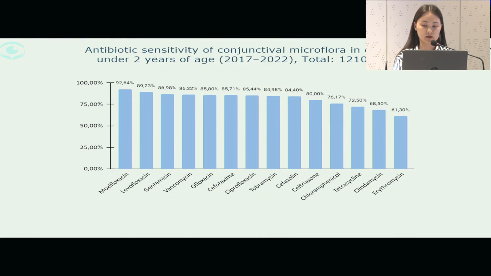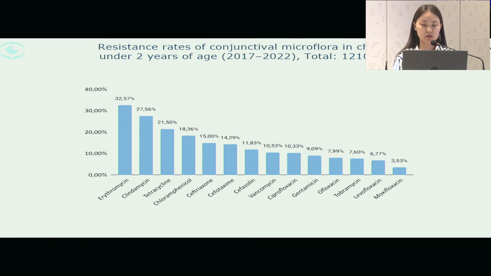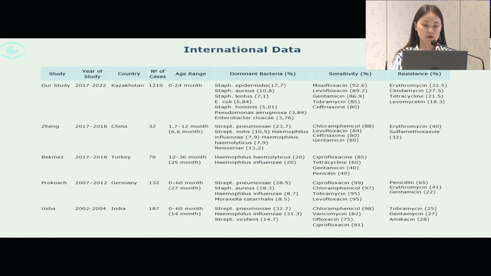Moxifloxacin shows the highest efficacy, followed by levofloxacin and gentamicin. Gentamicin and vancomycin were also effective, but less so. Resistance was highest for erythromycin, gentamicin, tetracycline, and chloramphenicol, likely due to prolonged clinical use. A review of international studies shows that our study mainly identified opportunistic pathogens, whereas global data reports more virulent species, likely due to sample size differences. Antibiotic resistance trends align with the global patterns.